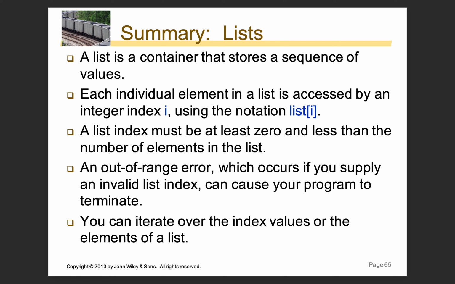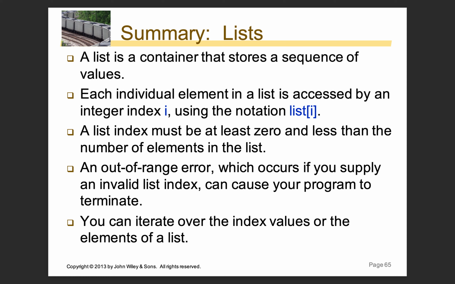A list is a container that stores a sequence of values. Each individual element in the list is accessed by an integer index i, using the notation list[i]. A list index must be at least 0 and less than the number of elements in the list. An out of range error occurs if you supply an invalid list index. It can cause your program to terminate, and it will throw an error code.